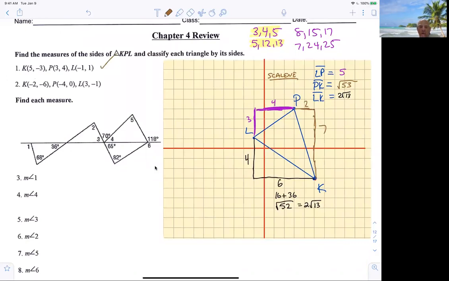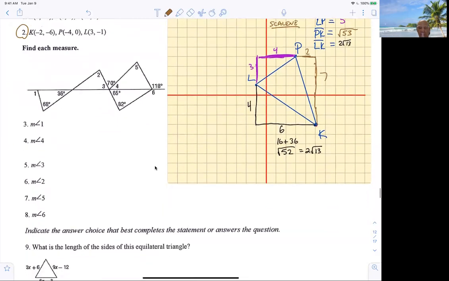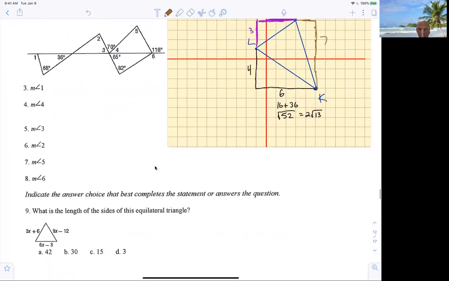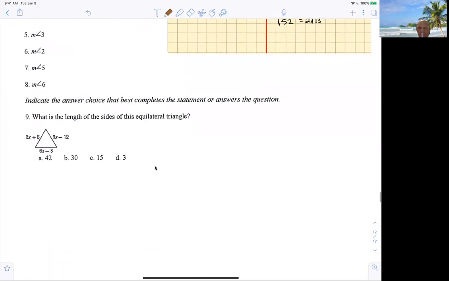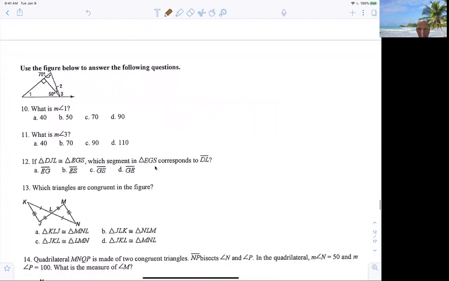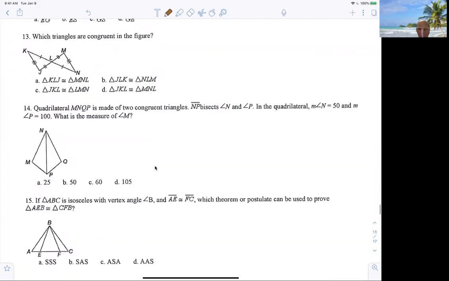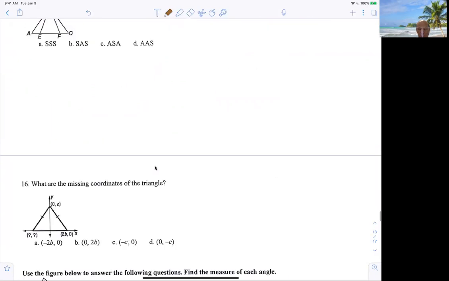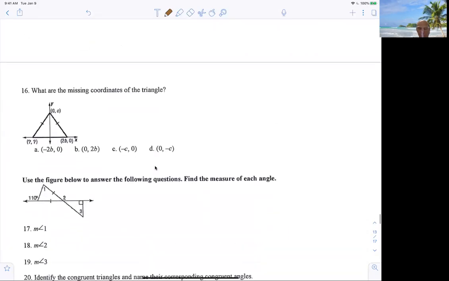So homework, knockout number 2. You should be able to put 2 on the same graph. You can do number 2 on the graph. Finding the angles there should be relatively easy. A little puzzle for you. Equilateral triangle means all the sides are what? Equal. Let's see what else, if there's anything more difficult here. Nothing.